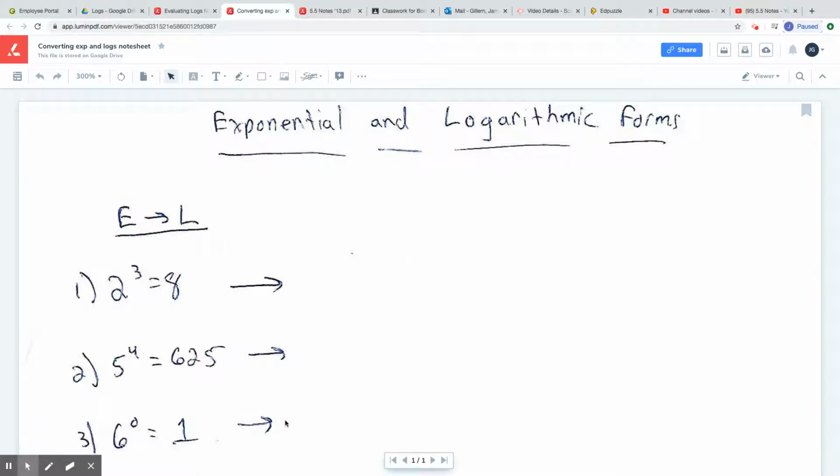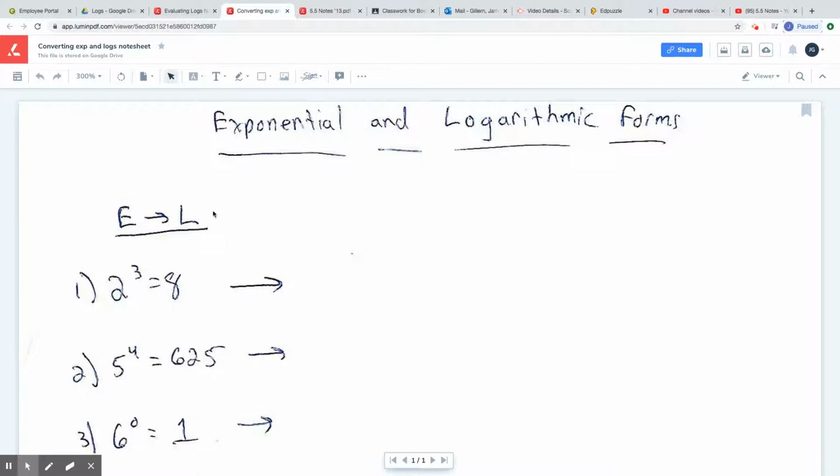Hey guys, today we are going to talk more about logs. We're going to talk about the relationship between exponential functions and logarithmic functions. We talked before that when we graphed them, they were inverses of each other. What we're going to do is talk about how we can convert from exponential to logs and logs to exponentials, and then how to evaluate logs.